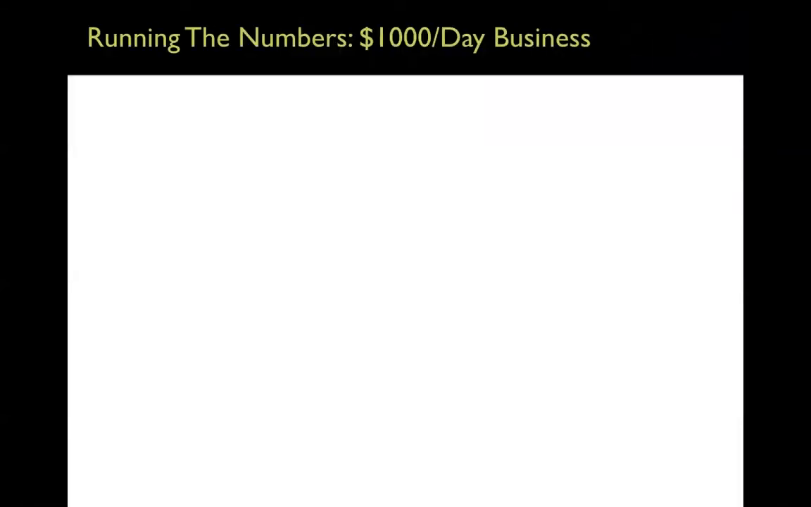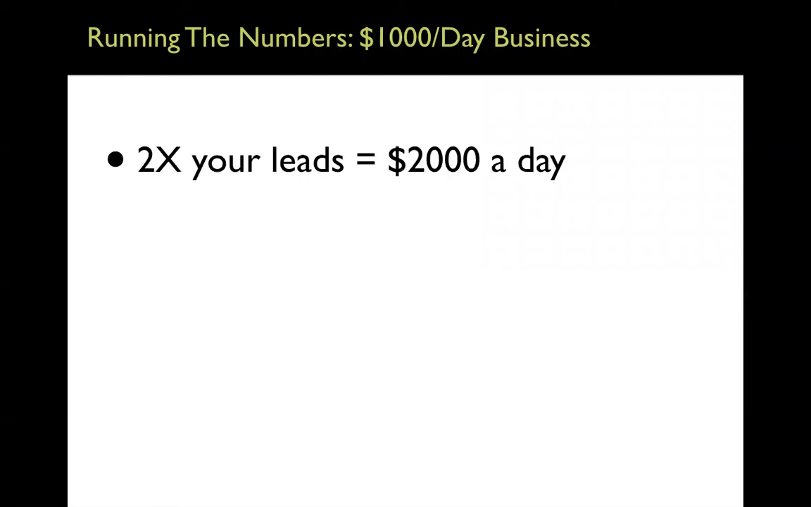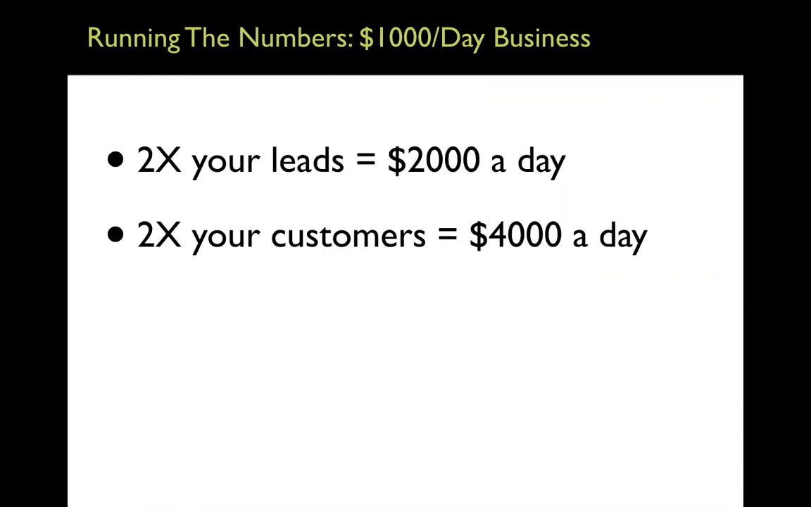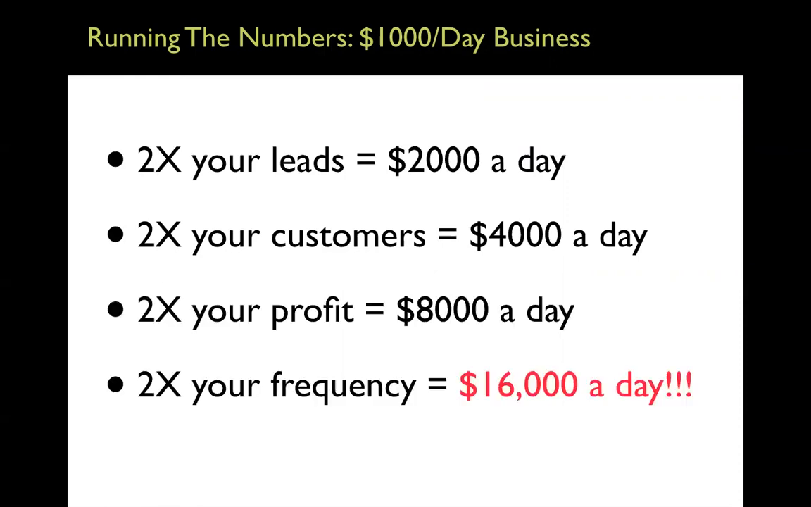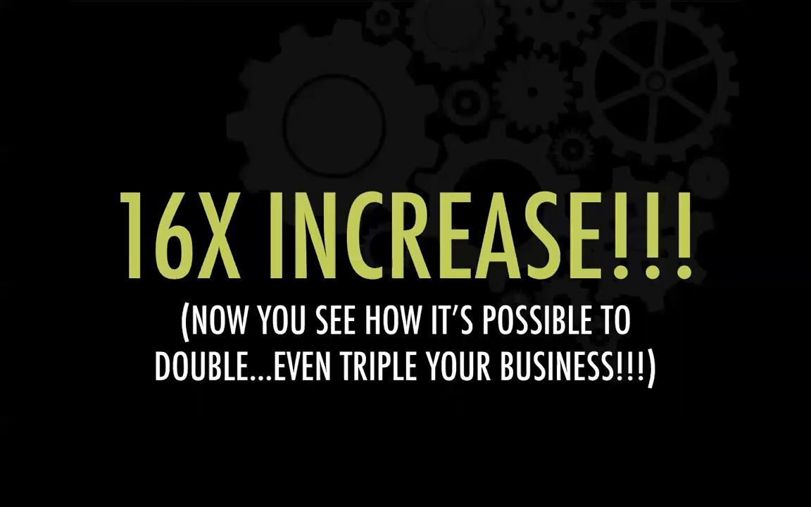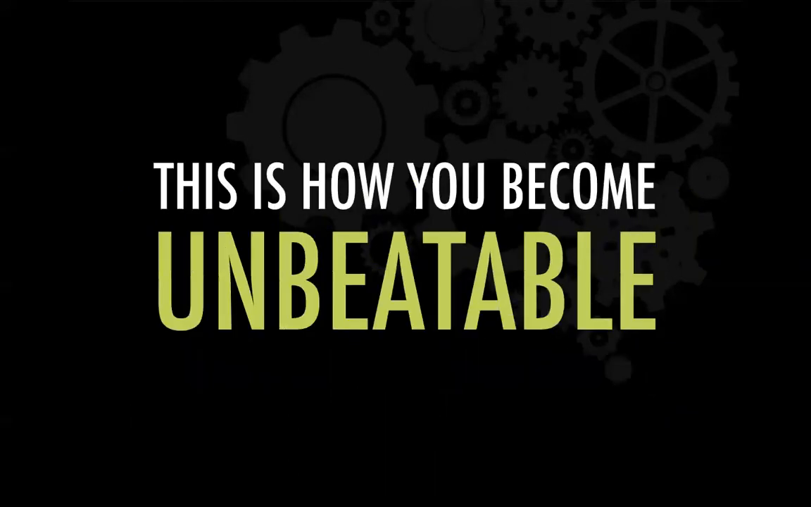Running the numbers, $1,000 a day business. 2 times your leads equals $2,000 a day. 2 times your customers equals $4,000 a day. 2 times your profit equals $8,000 a day. 2 times your frequency equals $16,000 a day. Are we tracking? Are you picking up what I'm putting down? I'm telling you, this is what gets me excited. That's a 16-times increase. Now you see how it's possible to double, even triple your business.